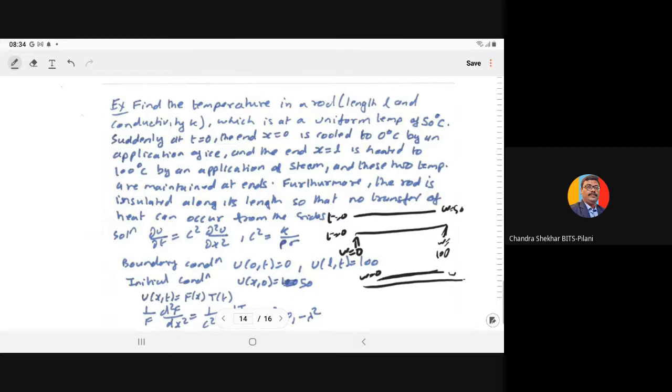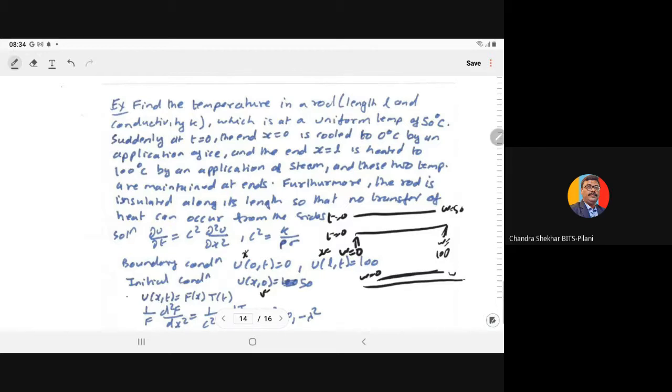So we know that the governing equation of the flow of heat is del u by del t equal to c square del 2 u upon del x2, where c square is k upon rho sigma, with the boundary conditions. Here you have to recognize what the boundary conditions are. At x equal to 0, we have the 0 temperature of ice, and at x equal to L, we have 100 degree centigrade. And initially, when t equal to 0, the rod is at 50 degree centigrade.